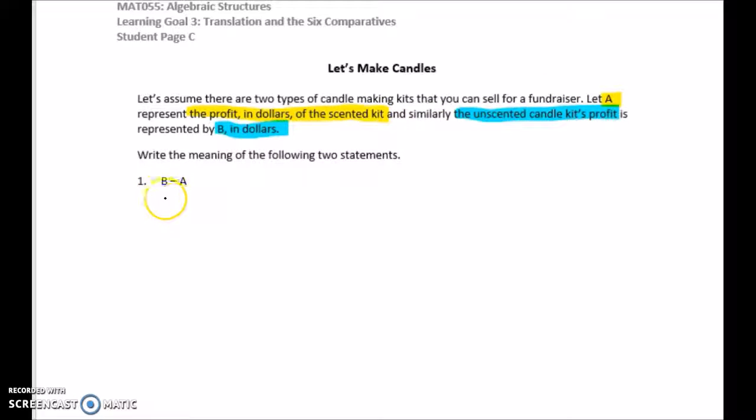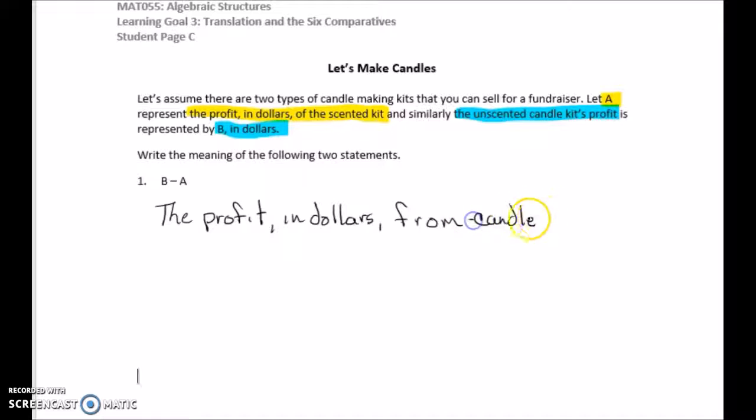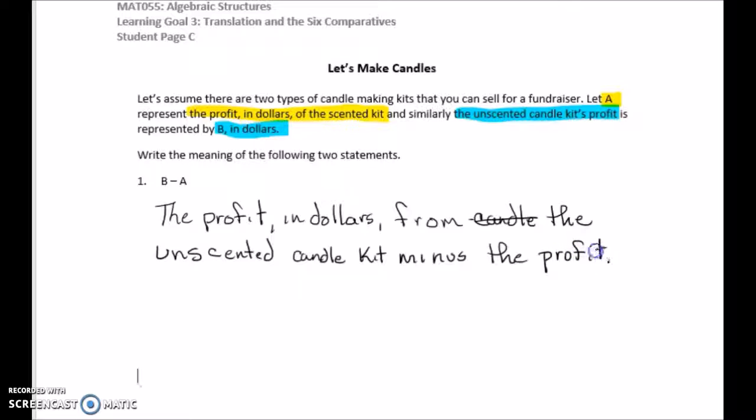So B minus A, the statement that would simply be made from this is the profit from the unscented candle kit, minus the profit in dollars, I'm going to use the dollar sign this time, in dollars from the scented candle kit.